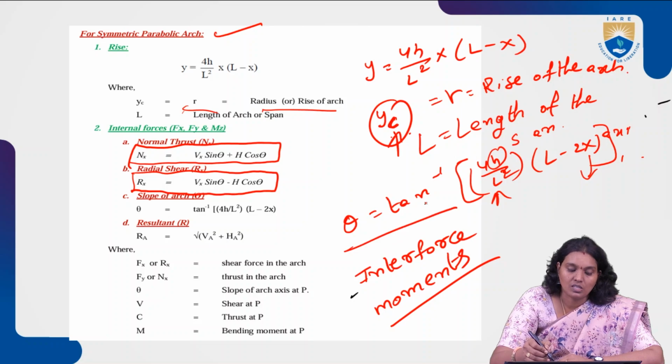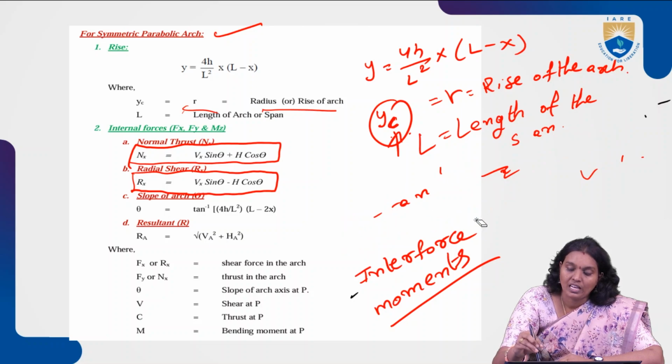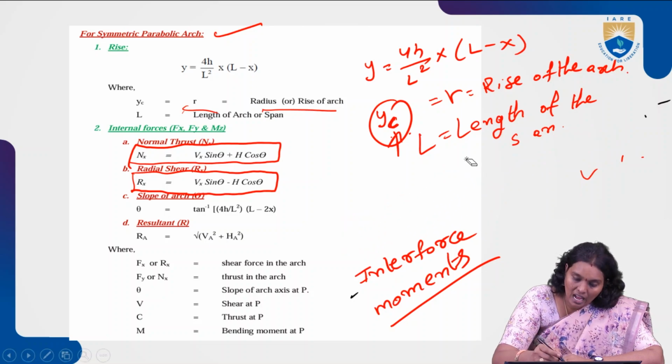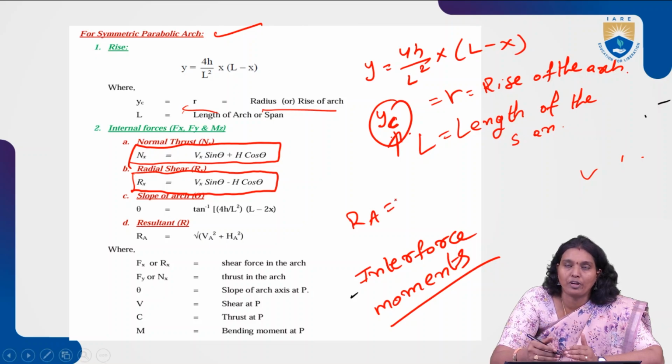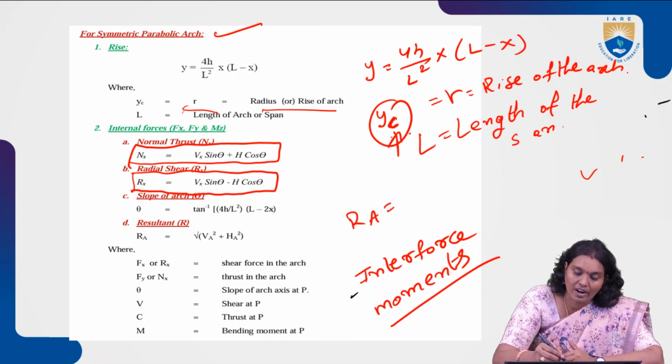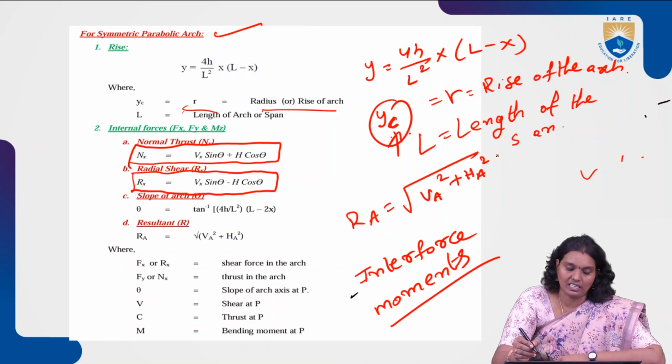Find out the slope, and the resultant that we are going to consider. It depends upon the resultant R, whether at point A or point B, depends upon where we are going to find out this resultant. R is nothing but, this is the formula which we use to find out this resultant.